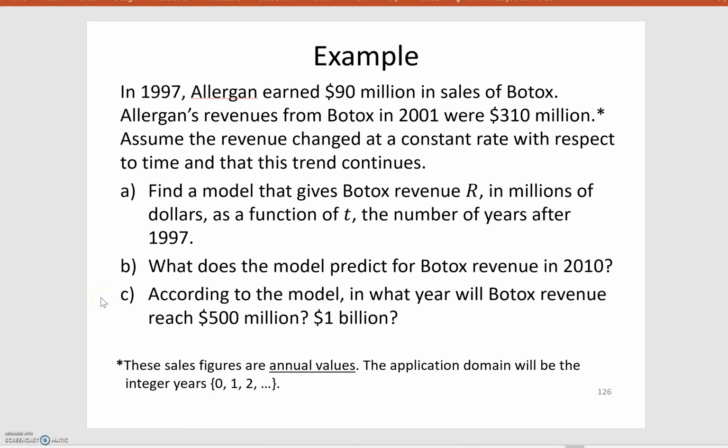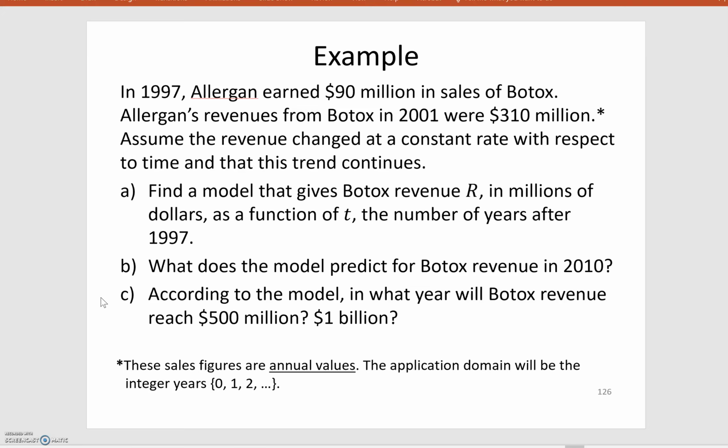So we're continuing to look at examples of linear models, and we're going to learn a new technique in this lecture. So let's dive into this example. In 1997, Allergan earned $90 million in sales of Botox. Revenues from Botox in 2001 were $310 million.